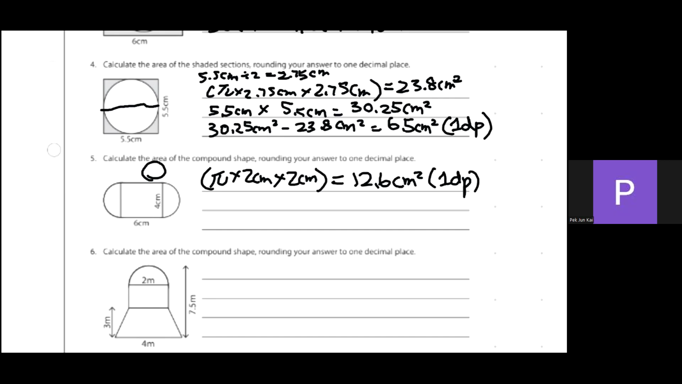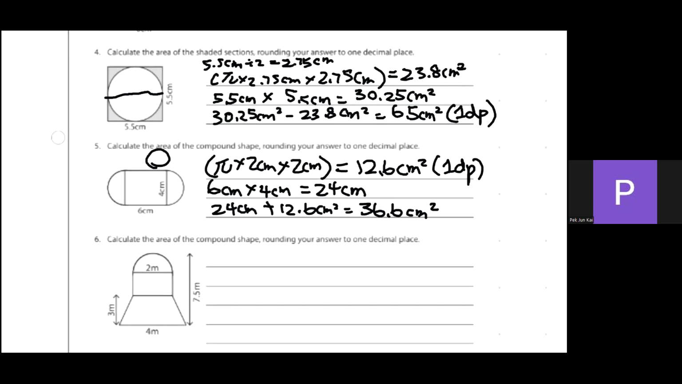So now we calculate the area of the rectangle. 6 cm times 4 cm, we would get 24 cm square. So the compound shape area would be 24 cm square plus 12.6 cm square, and we would get 36.6 cm square.